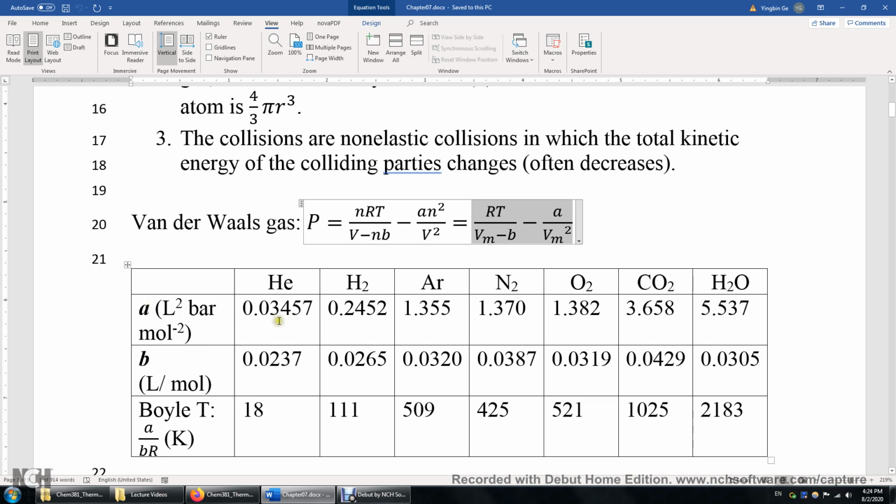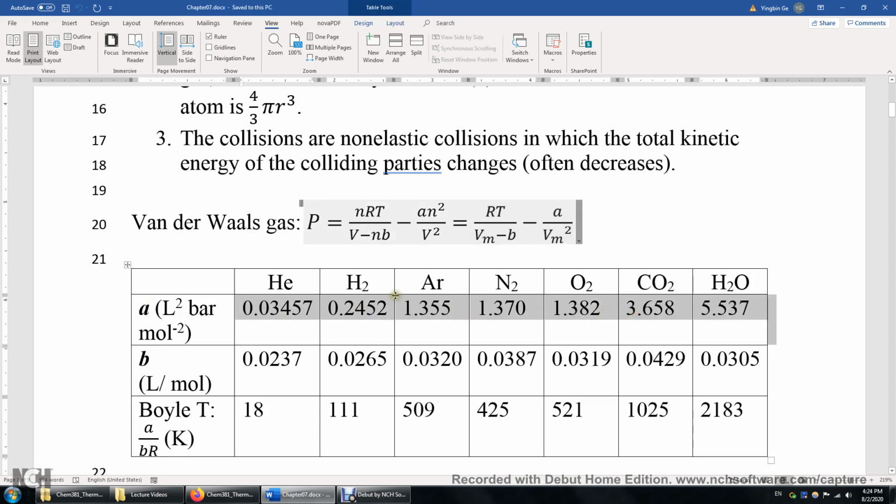If you look at A, which gas has the highest value of A? Water. Well, if you look at all these molecules, helium, hydrogen, argon, nitrogen, oxygen, CO2, water. Only water has a non-zero dipole moment. So it's not surprising that water has the largest parameter A because the attraction between two water molecules is greater than that of any other gases here.